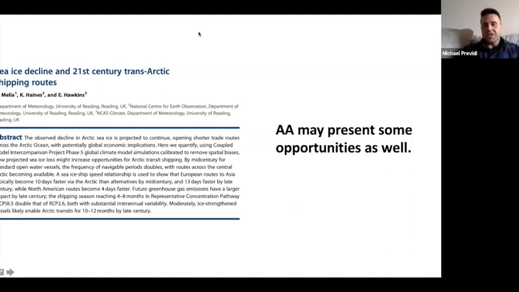But there are potential opportunities as well that may arise from the enhanced warming of the Arctic. And this is one example of that. This is just a title and abstract from a paper that was published a few years back that investigated what are the impacts of Arctic sea ice loss on 21st century transarctic shipping routes.